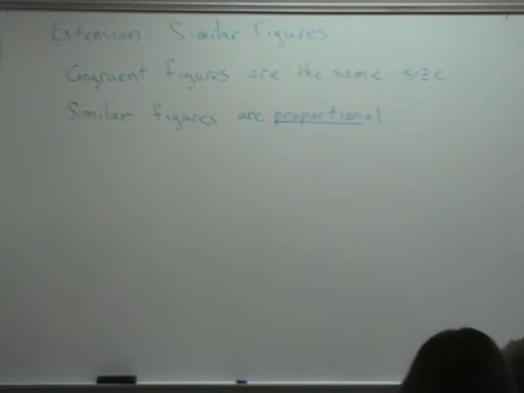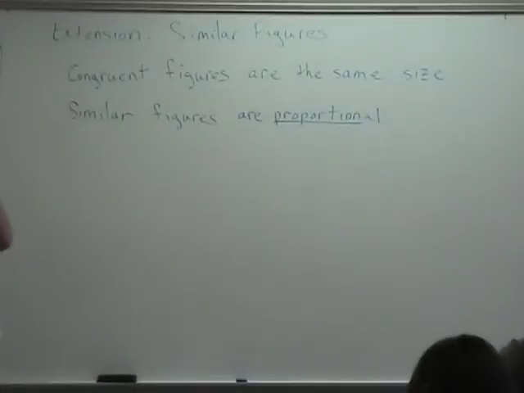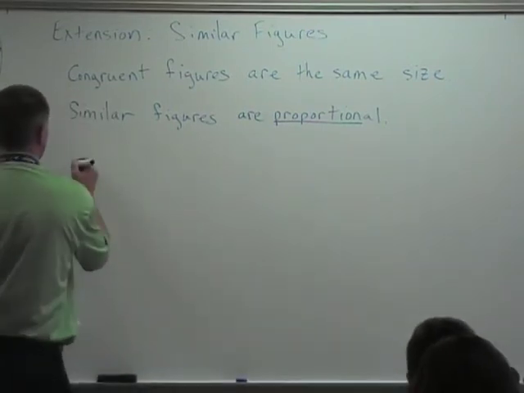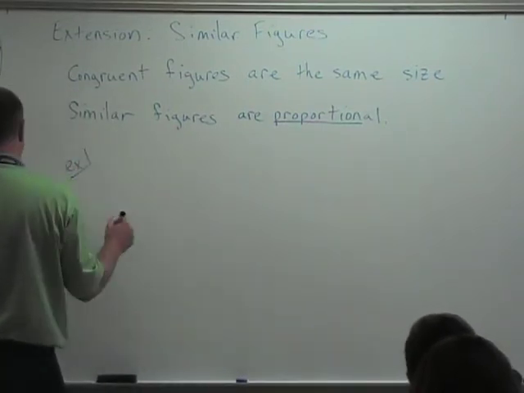Okay, so basically their angles are the same. The size of the lengths of their sides are different, but they're all proportional. So this is how you use proportions to help you figure this out. So example 1, I got 2 examples for you, and then we'll be done.